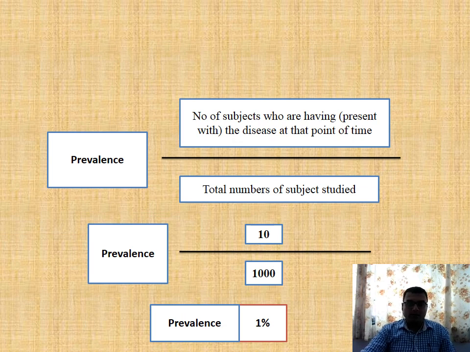So how to calculate the prevalence? For the calculation of prevalence, we have to take the number of subjects who have the disease at that point of time in the numerator, and it should be divided by the total number of subjects studied. You must remember that when we started our survey, we found 10 children who were actually suffering from measles. So in the numerator we take 10, and in the denominator we take 1000 because we chose 1000 children randomly. So the prevalence of measles in the given community is 1%.